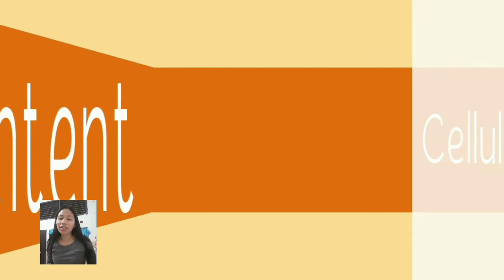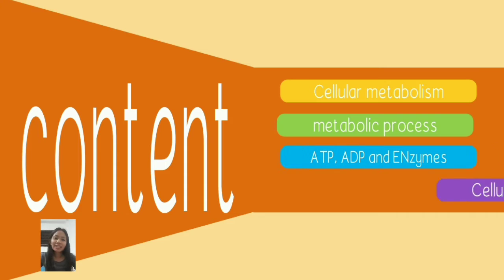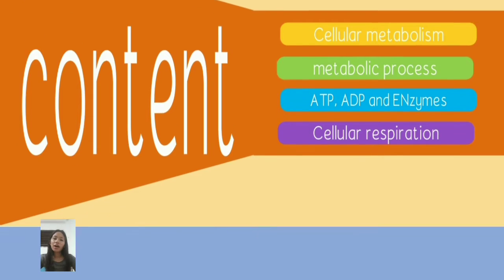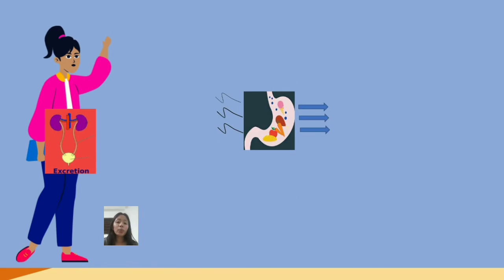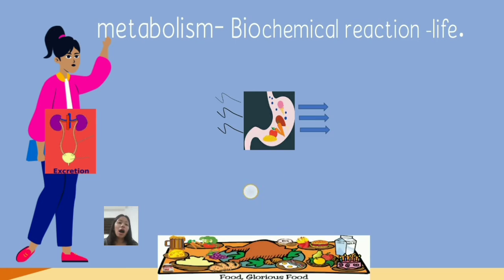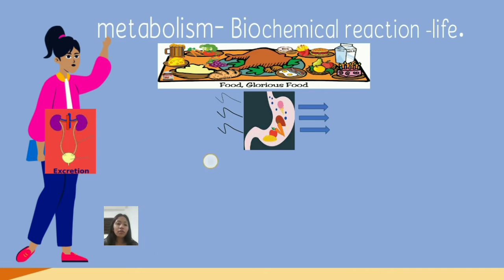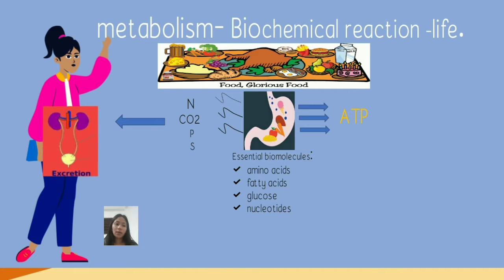So here is the outline of the lesson: the cellular metabolism, metabolic process, the ATP, ADP, and the enzymes, and the cellular respiration. Whenever we eat, all the biomolecules in the form of protein and fats are digested and converted into the simplest form of biochemicals. During this process, energy is released in the form of ATP, or the adenosine triphosphate.